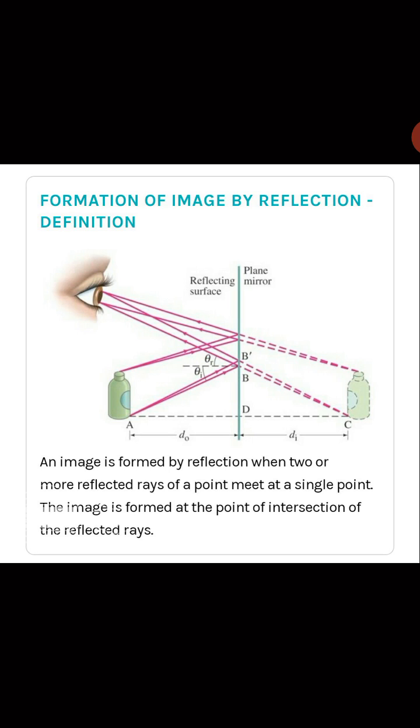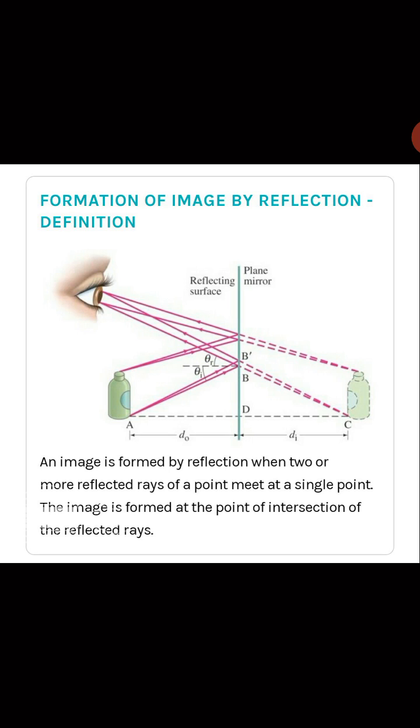Yes, the one which we use at our home on the furniture, the one in which we see our images, that's a plane mirror. The mirror which is used on vehicles is a different mirror. It's a convex mirror. So depending on its application, the mirrors are used. So here we are talking about how images are formed by reflection on a plane mirror.